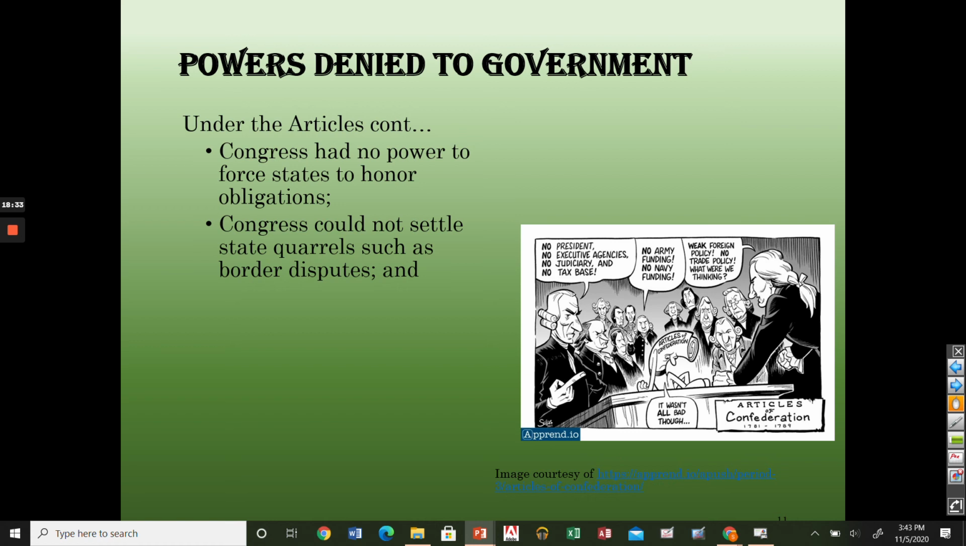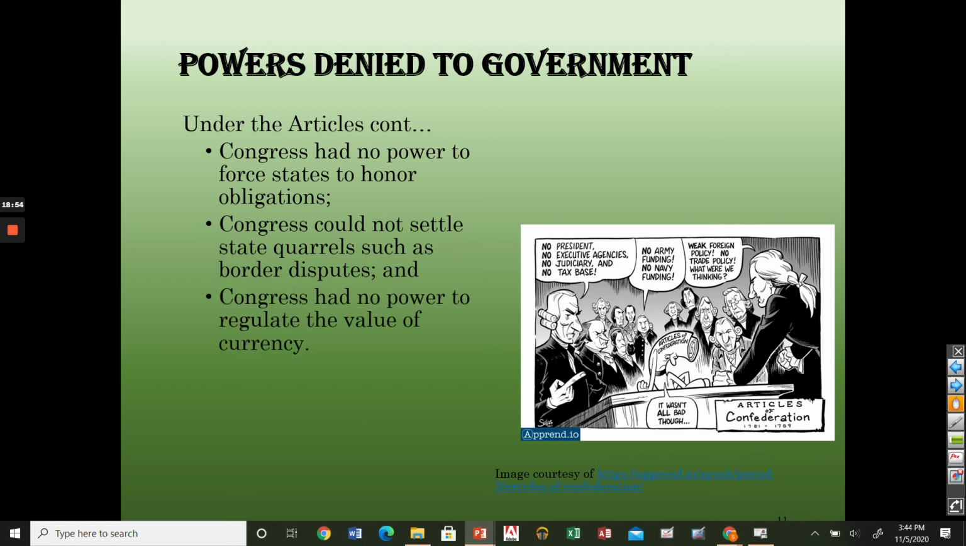And so they would set up a temporary court, because there were no permanent courts under the Articles. They'd set up a temporary court to hear these disputes. But if one state didn't honor its obligations, Congress couldn't really do anything about it, which led to endless quarrels among the states and border disputes.